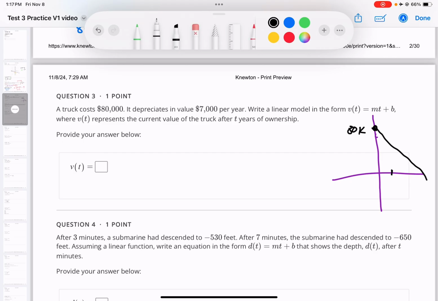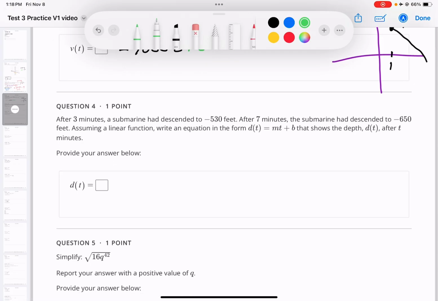And it's going to go down. If I go over 1, so 1 year, wherever that is, it's going to be the point (1, ...), and then we go down 7,000, so that's going to give me 73K, 73,000. So if we look at our slope, our rate of change, it's going down 7,000, so it's a negative 7,000. And then it is a t value, that's kind of our x. And then we're adding our y-intercept, which is right here. That's our b value, where it crosses the y-axis. So that's kind of where we started, so that would be plus 80,000. And there's our formula.